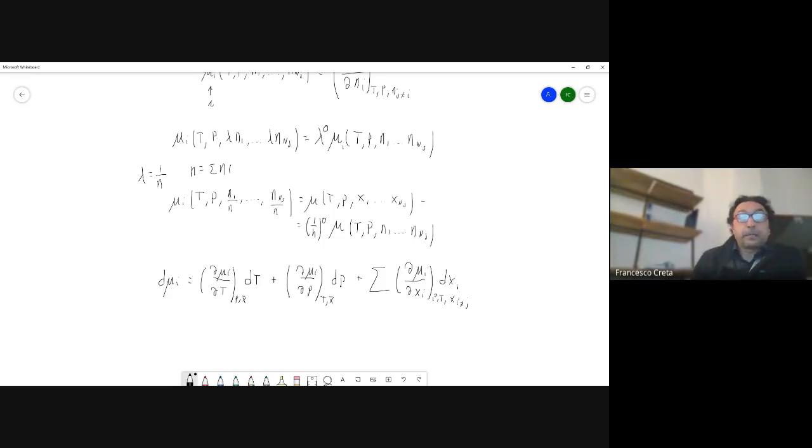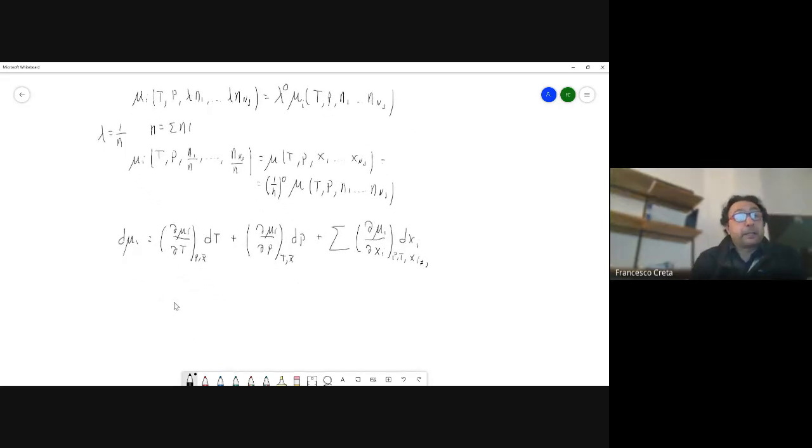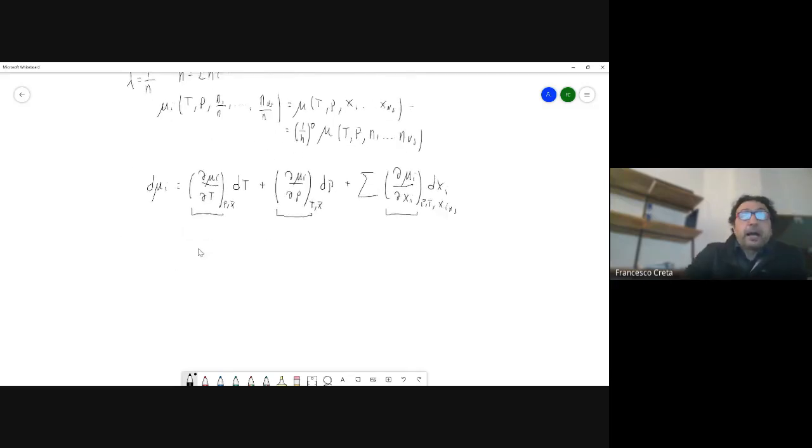Why am I writing this big differential expression here? Well, because if I can express these derivatives somehow for a perfect gas, or a mixture of perfect gases, I can try and integrate this to get mu. So I want to integrate this as soon as I find an expression for these three kinds of derivatives, and we can get an expression for mu. Now, how do we express these?